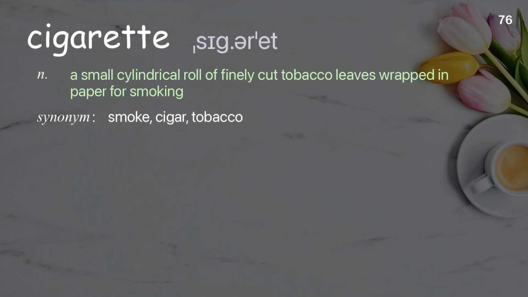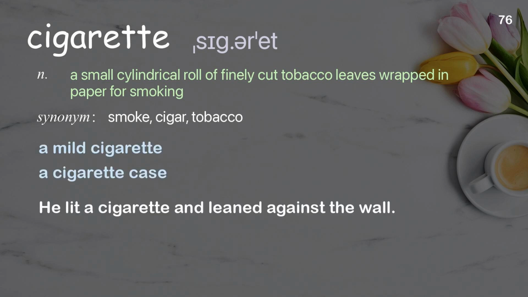Cigarette. A small cylindrical roll of finely cut tobacco leaves wrapped in paper for smoking. Examples: A mild cigarette. A cigarette case. He lit a cigarette and leaned against the wall.